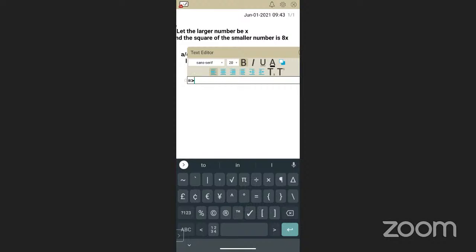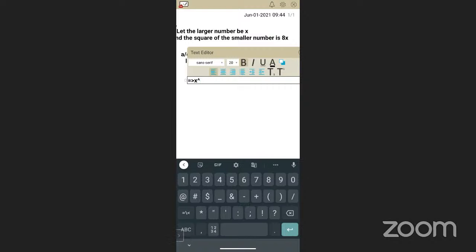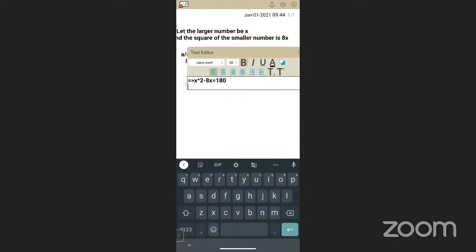Now the larger number, I made this one as x. So let me write this as x square, minus 8x, equals to 180. Now why I have written this, let me tell you.